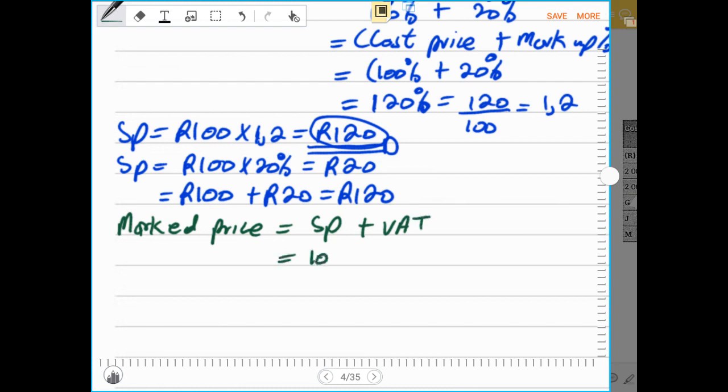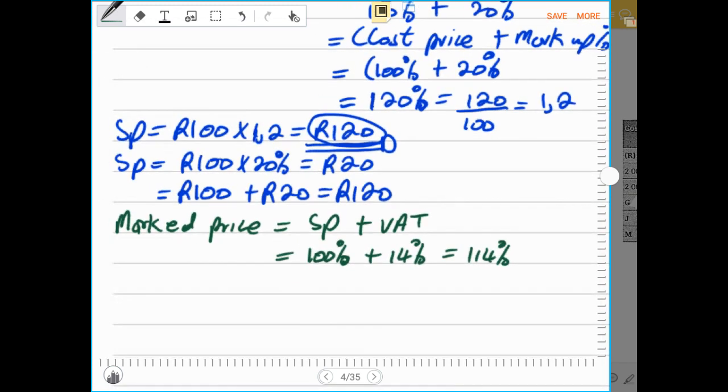And selling price is equal to 100% before you add VAT. Then we add 14% of VAT. Therefore now that will mean the total of the marked price will be 114%. And 114% in a decimal is the same as 114 divided by 100. And this gives us 1.14.